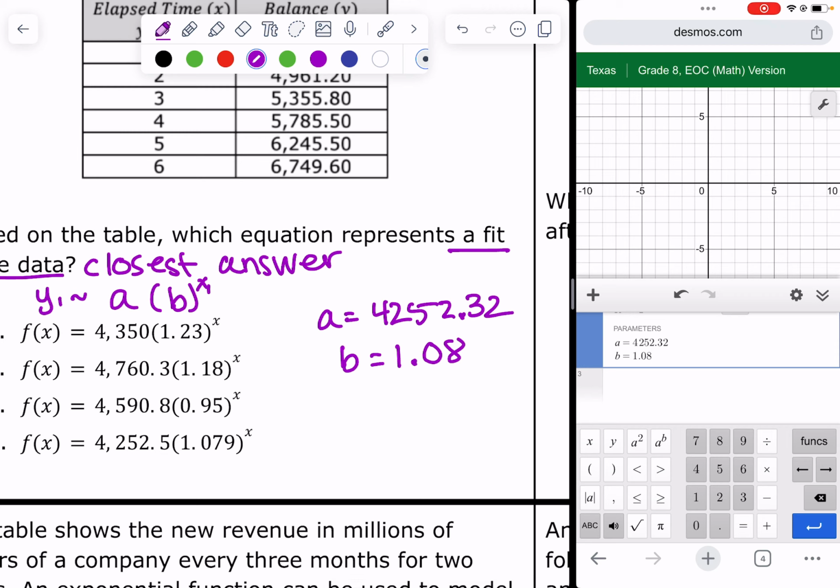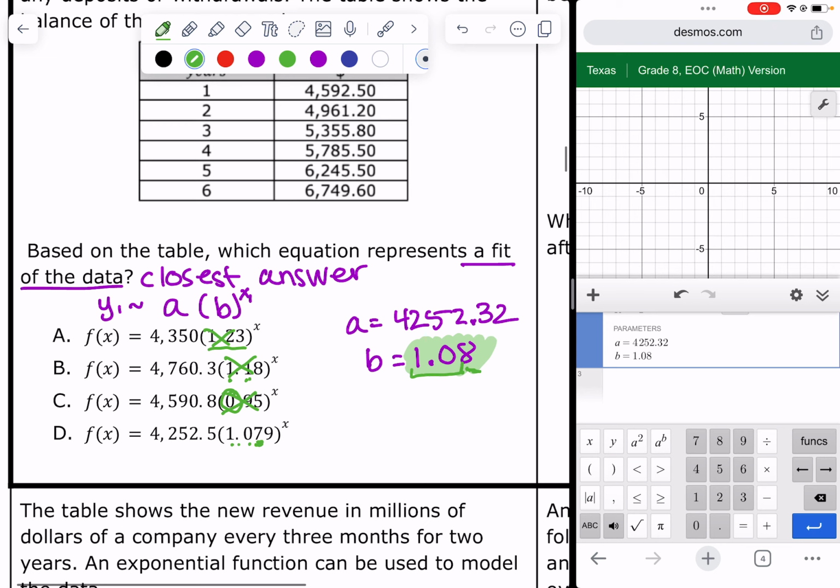So we're looking for the closest answer. The closest. So let's look at the b. This is probably going to be the easiest. 1.08. This is 1.2, so not really that close. 1.1, we're looking at 1.0 and then 8. 1.1, not close. This starts with a 0, that's definitely not close. And then 1.07. 7 is close to 8, so let's check the other number. 4252. That's close enough.